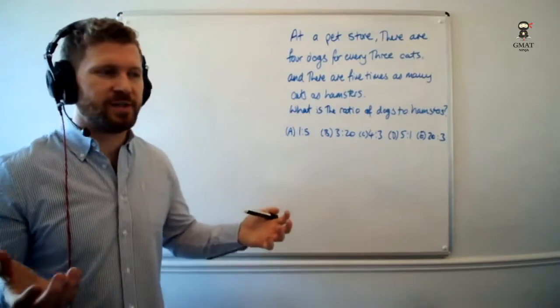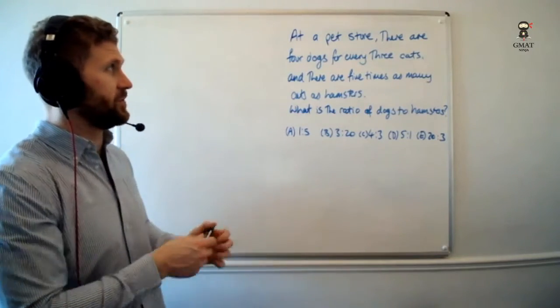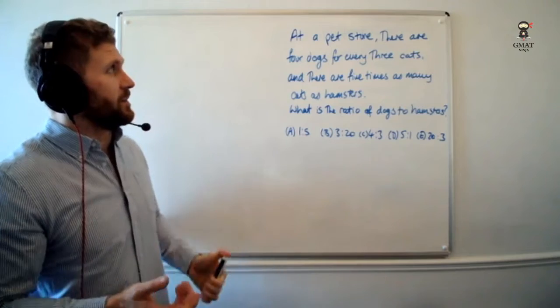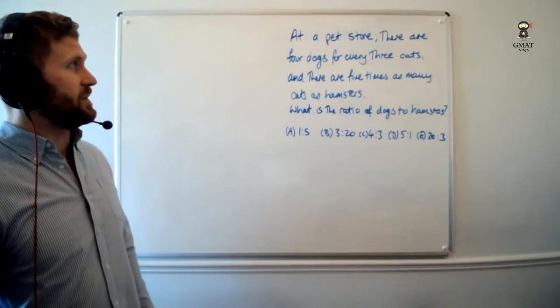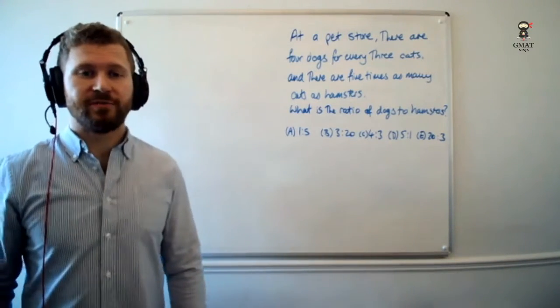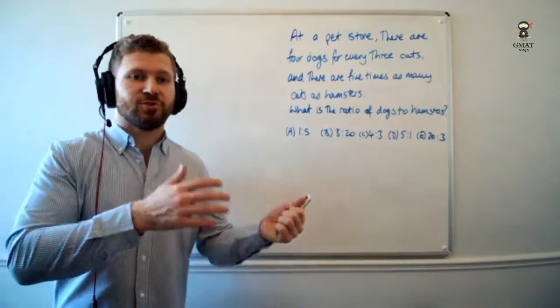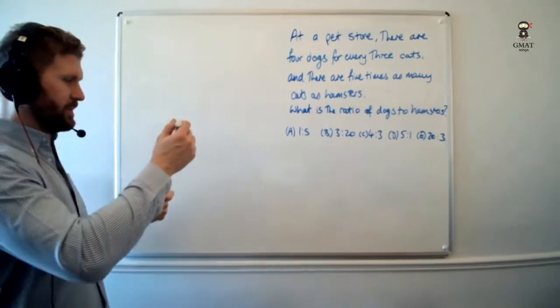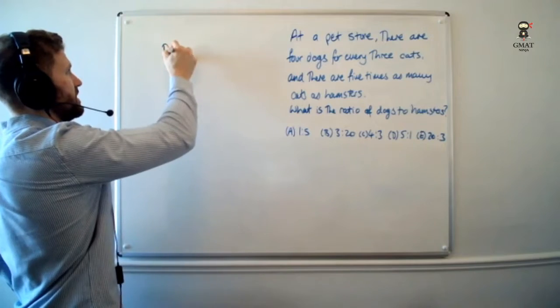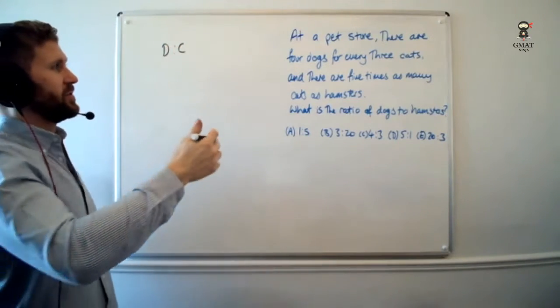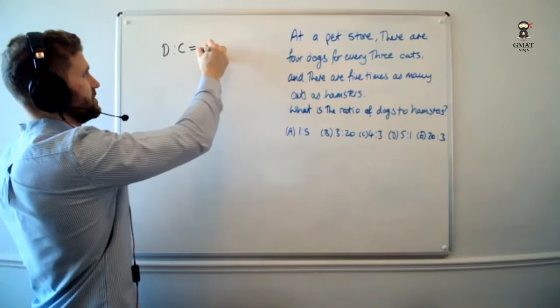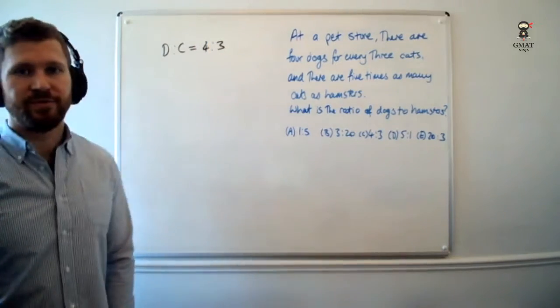Now, first job when we're doing that is we need to get the two separate ratios, and we've been given the information in different ways. The first bit talks about the dogs and the cats. I've been told there are 4 dogs for every 3 cats. Now, if you think about that, it should make it fairly simple to turn this into a ratio. If I've got 4 dogs for every 3 cats, the ratio between dogs and cats will be 4 to 3.